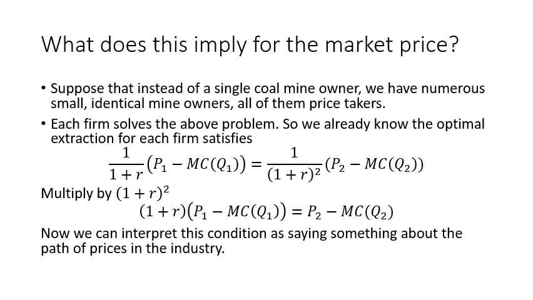We can take this and multiply by (1 plus r) squared, which is going to get rid of the discount rate on the right-hand side, and it's going to leave us with the second equation on this slide: (1 plus r) times (P1 minus marginal cost of Q1) equals P2 minus the marginal cost of Q2. We can interpret this condition as saying something about the path of prices in the industry. How are prices going to increase?